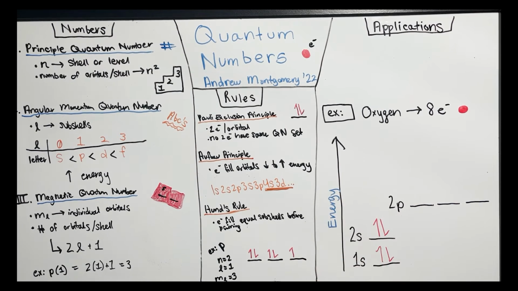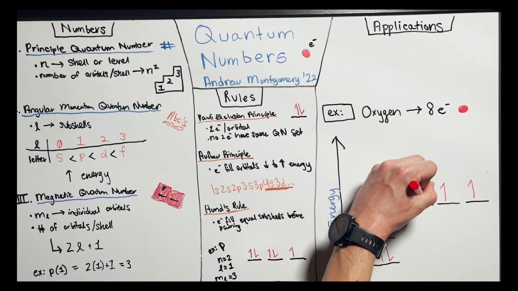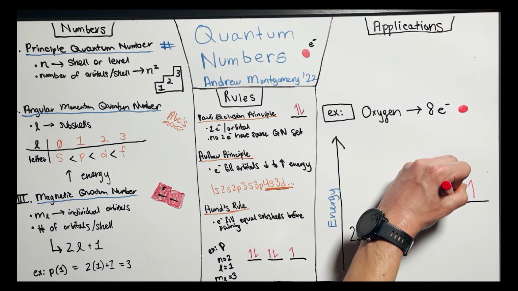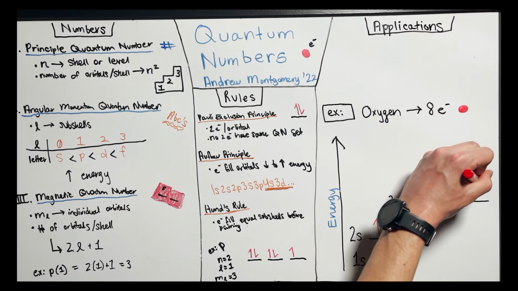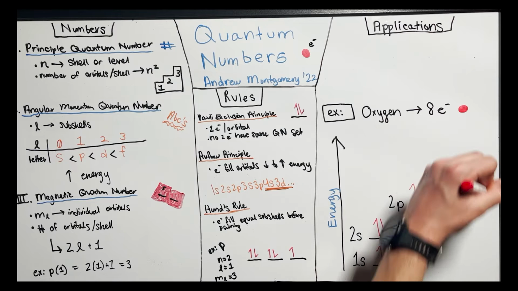It's pretty simple. Both s subshells are full. Then we follow Hund's rule in the p subshell. We first fill 1 electron into each of the p orbitals, and then there's only 1 more electron, so we pair that with the electron in the m sub l = -1.